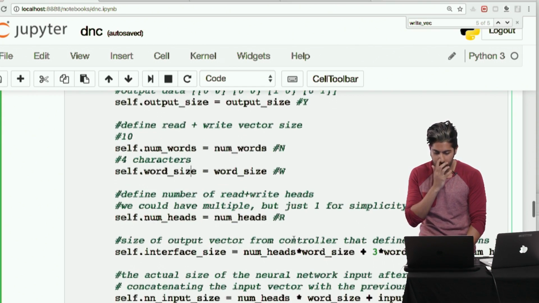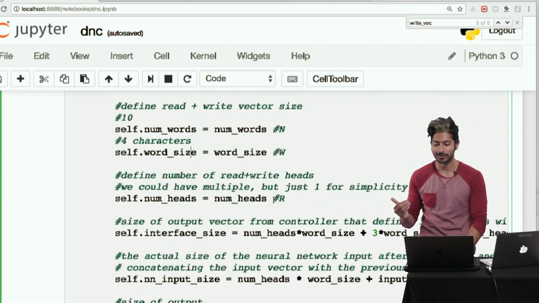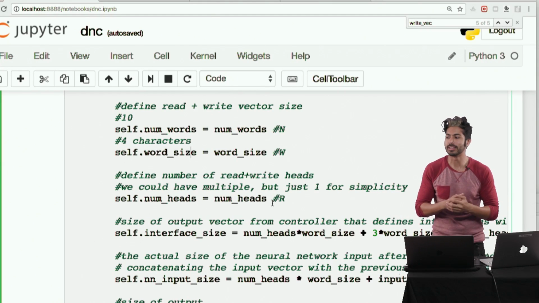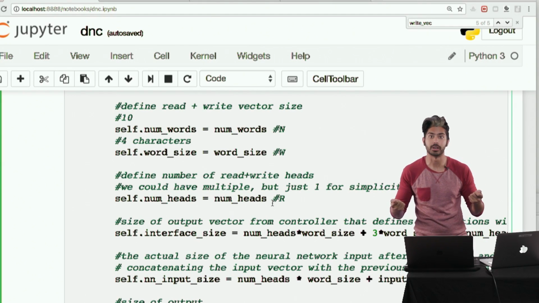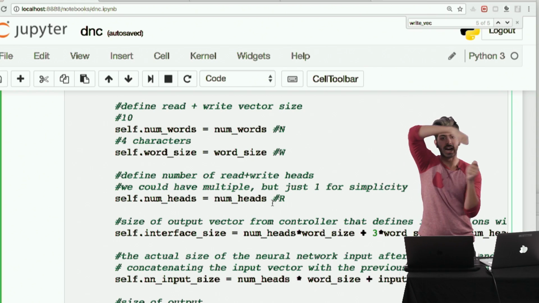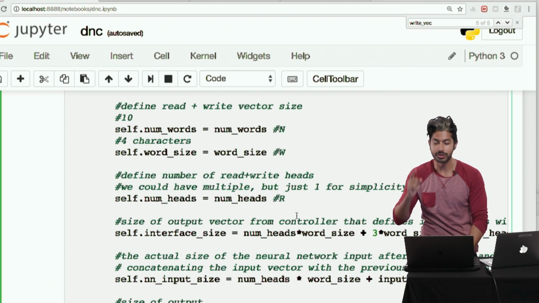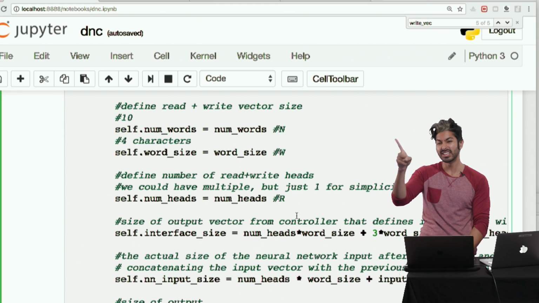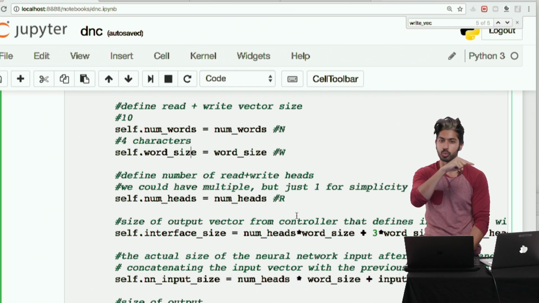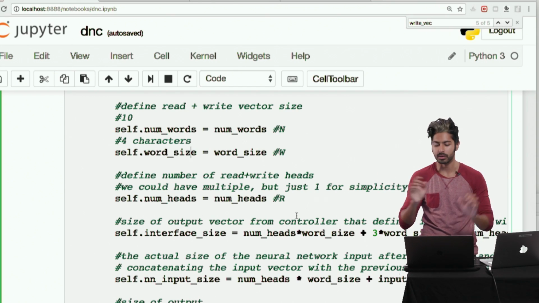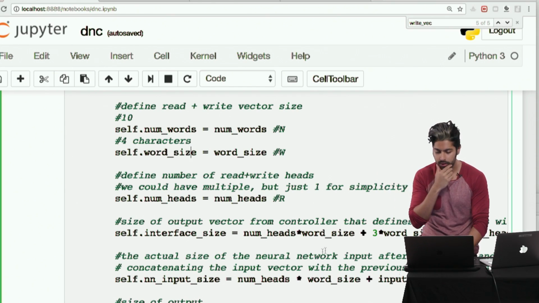Okay, so then we want to define our heads, right? So how many heads do we want? Basically a head is an operation. How many times do we want to be reading and writing to memory while we're training our network? We're just going to say 1. We're going to have a single head for every time step. It's going to be reading and writing to memory. Just one head, just to keep it simple. But we could have multiple heads.